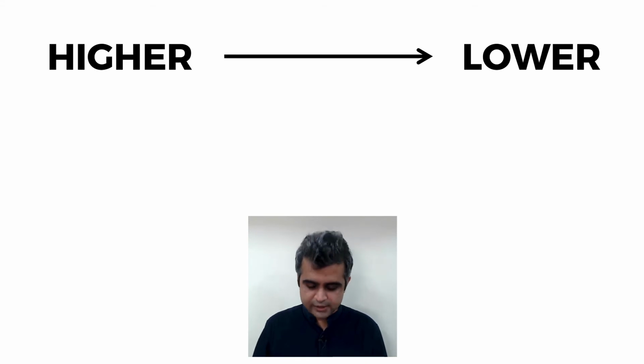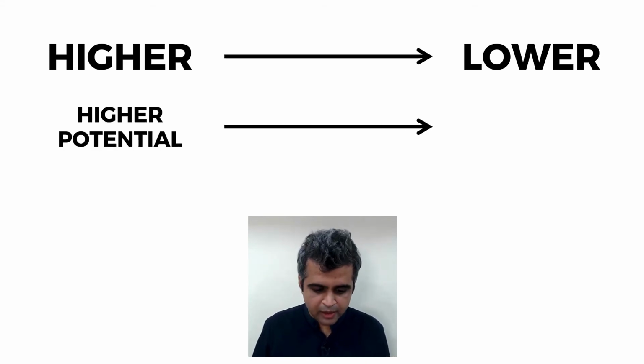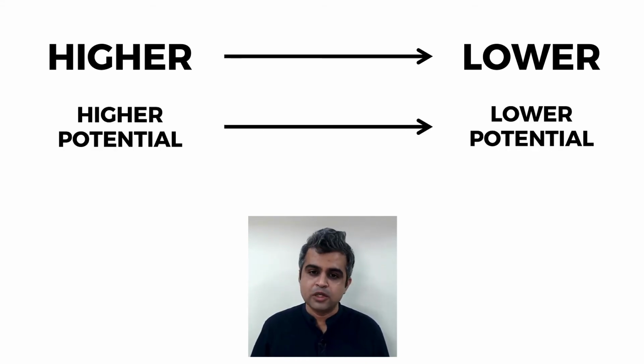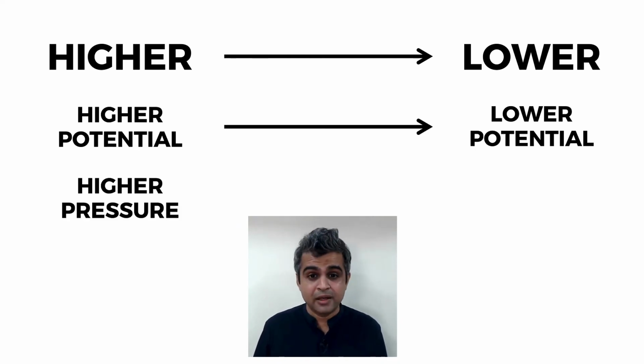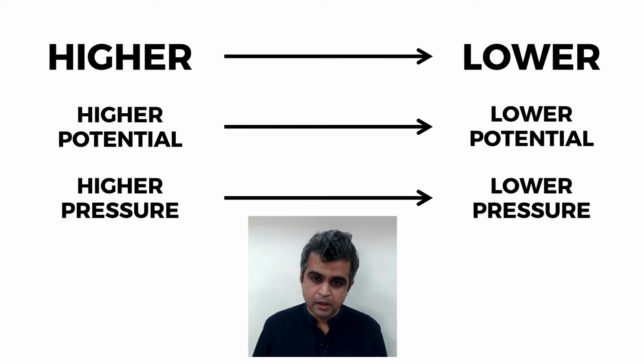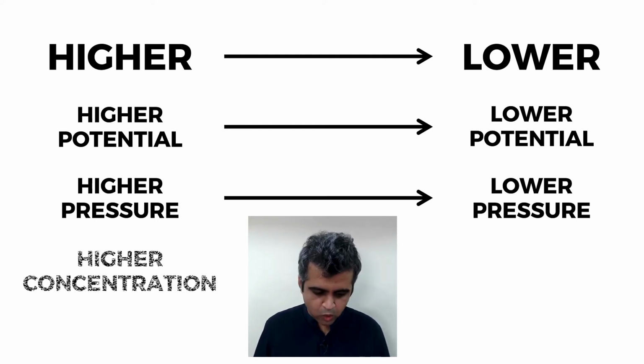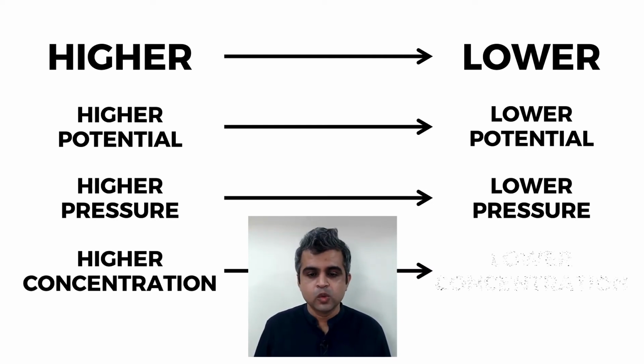To give you various examples of this, you are going to have current which flows from higher potential to lower potential. You have wind which blows from higher pressure to lower pressure. And you have molecules which go from their higher concentration to their lower concentration.